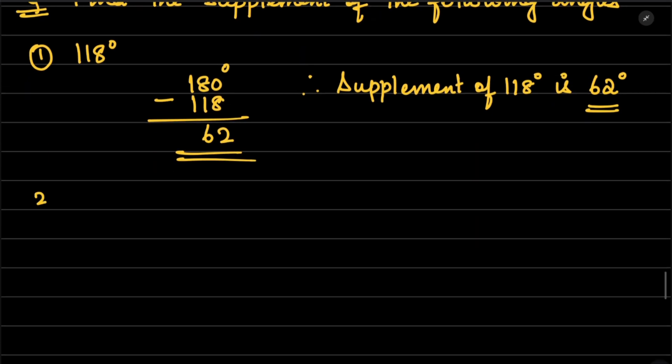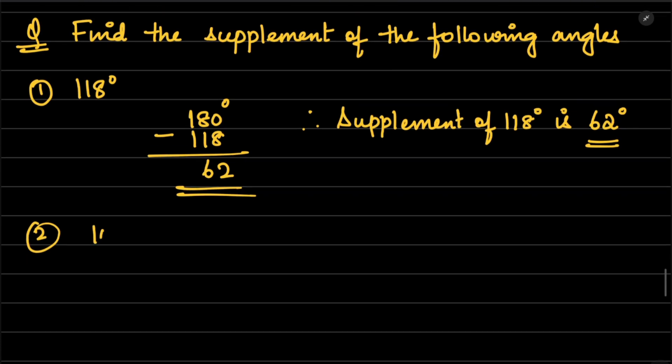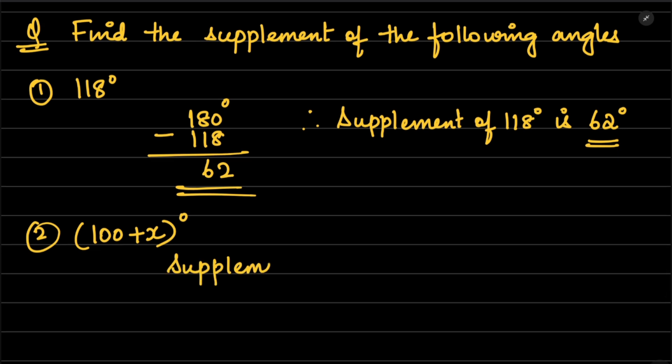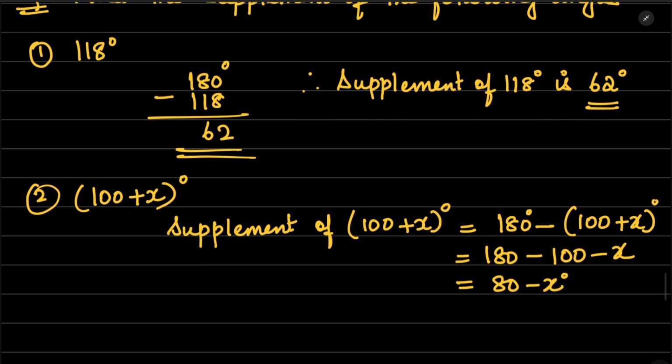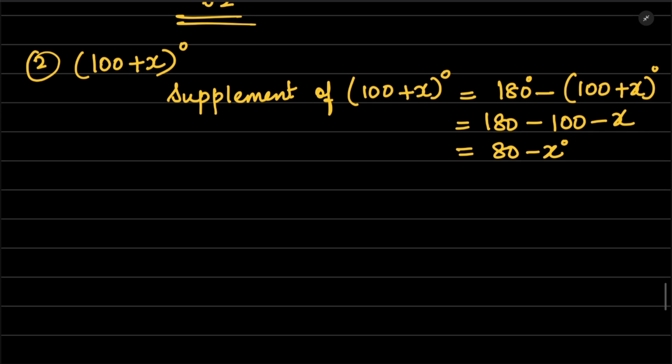Suppose the question is find the supplement of 100 plus x degree. How will you do? The supplement of 100 plus x degree is nothing but 180 minus (100 plus x), which is nothing but 180 minus 100 minus x, which is nothing but 80 minus x. So this is how you have to do if you are asked complement or supplement.